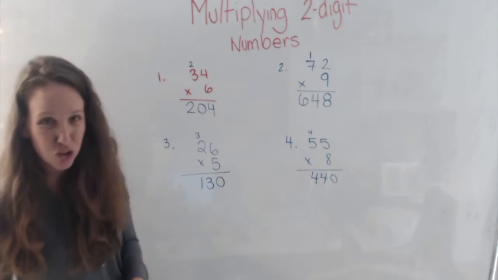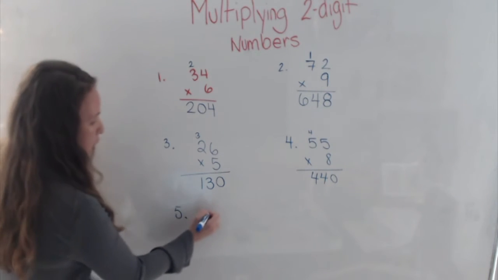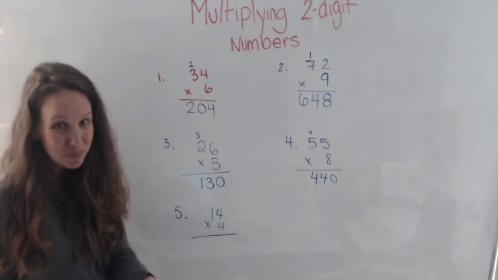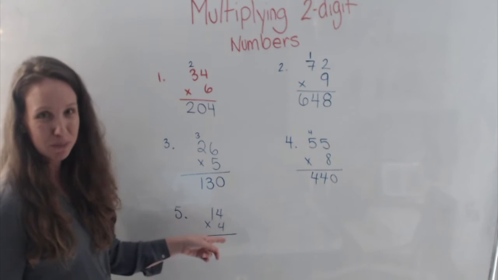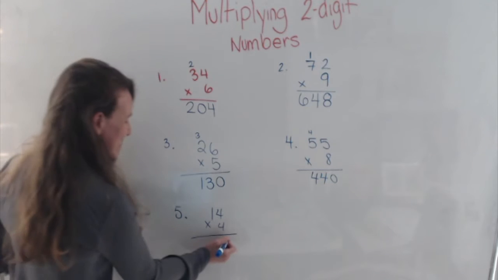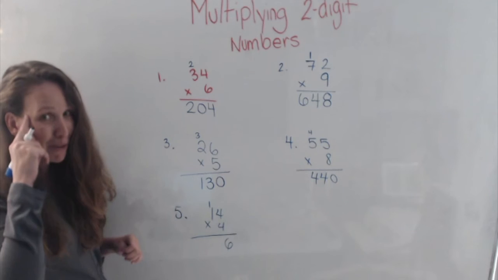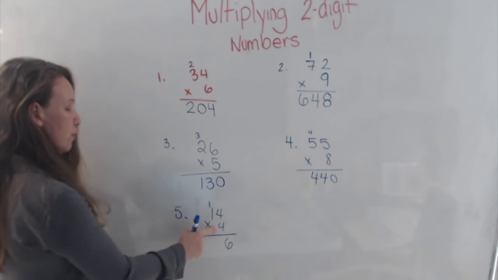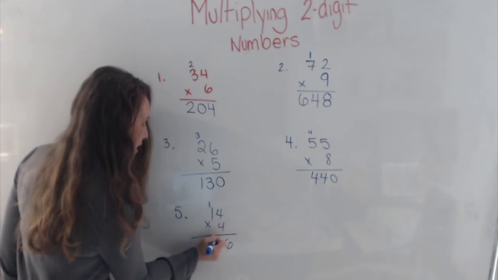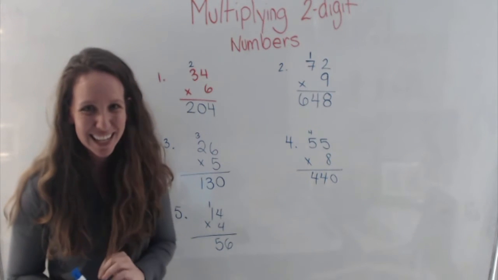Okay? 2 more problems together. Number 5. 14 times 4. Well, multiply my ones first. 4 times 4 is 16. Very good. And now I brought my 1 to the top. I remembered this time where it goes. 4 times 1 is 4, and 1 more makes 5. So 14 times 4 is 56.